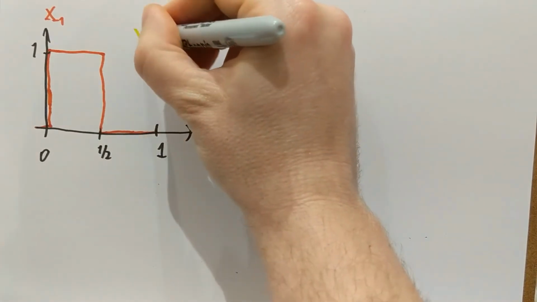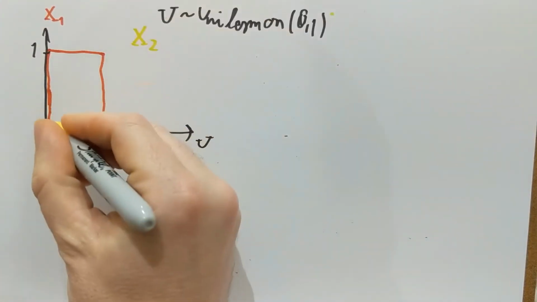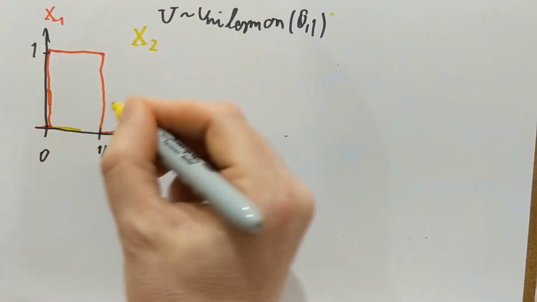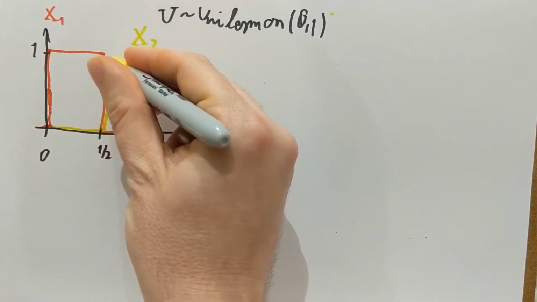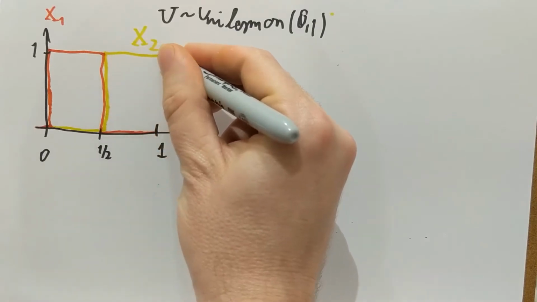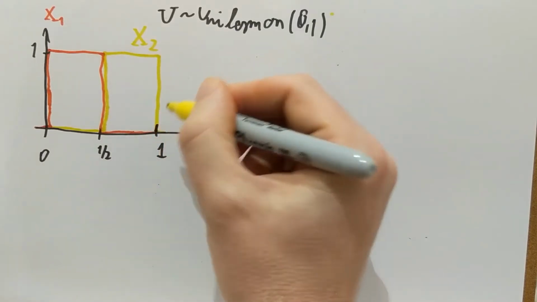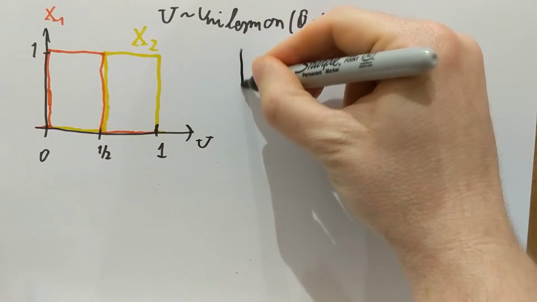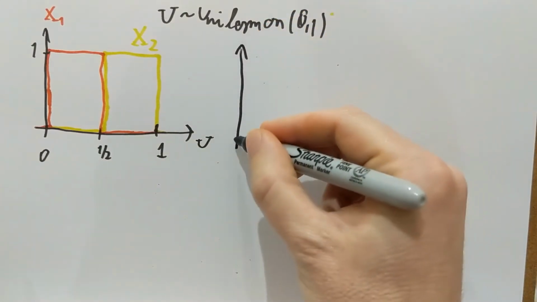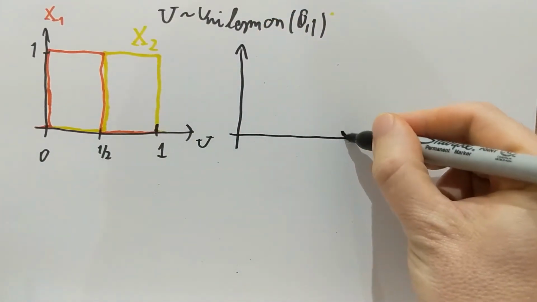So what is X2? X2 is going to be 0 when U is between 0 and 1/2, and it's going to be 1 when U is between 1/2 and 1. I'm not going to tell you what these variables do at 1/2 and at 1. These are zero probability events, so I won't bother. And that's the first two. Now let me define the next three in a similar way.